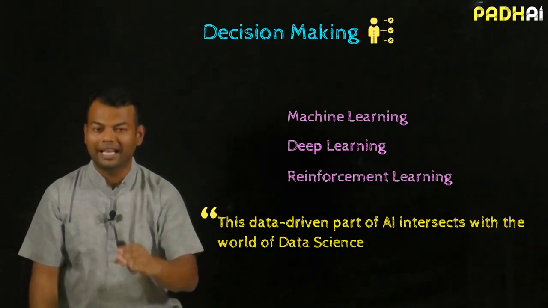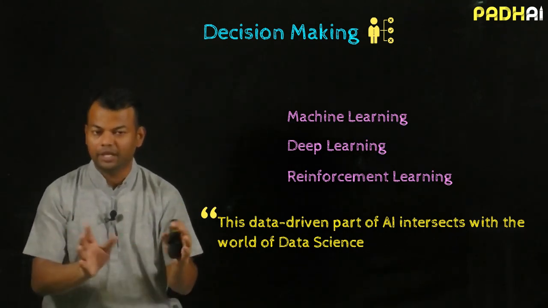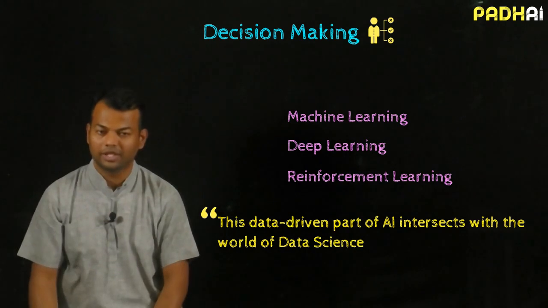So I'll stop here and then I'll talk about the last set of activities, which is perception, communication, and actuation. Thank you.